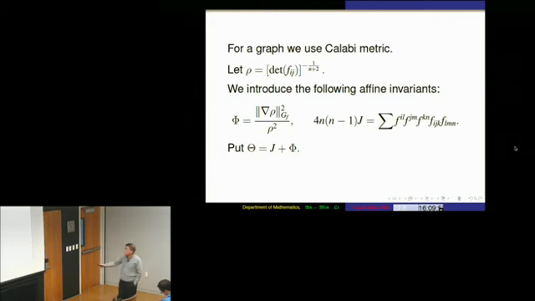For a graph, we would like to use the Calabi metric. In this case, we introduce the following affine invariants. First of all, this one, the norm squared of nabla rho over rho squared. And this one is also an affine invariant, usually called the Pick invariant. And we put Theta equal to J plus Phi.